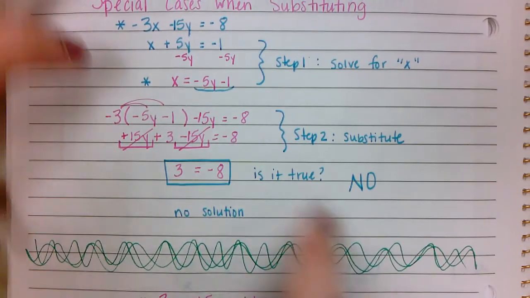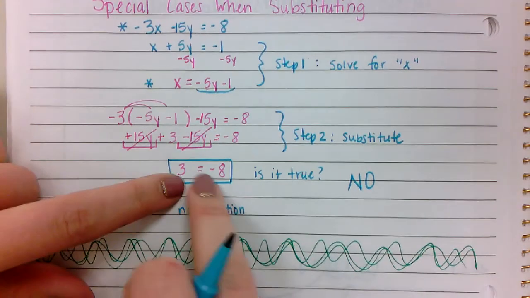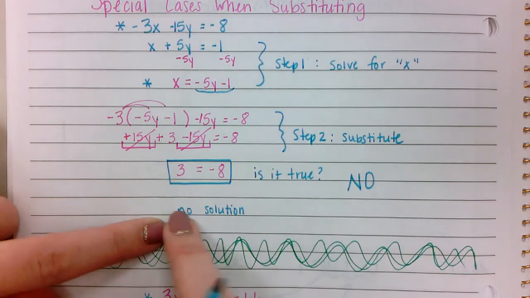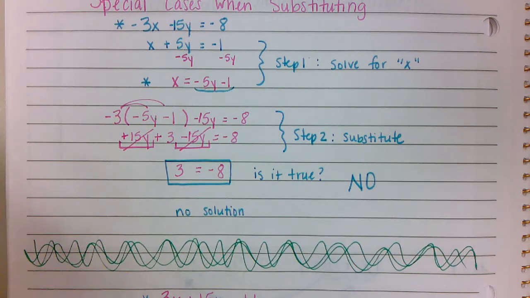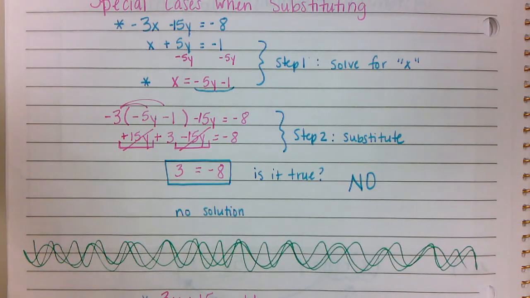Or there's no letters, they cancel out, and a number equals a whole different number, which is not true, which would be no solution. So you have a worksheet today that has some problems on it. Some of them have solutions. So you'll solve for one of your letters, plug that letter back in and solve for the other letter, and you'll get one X and one Y, and that'll be your solution.